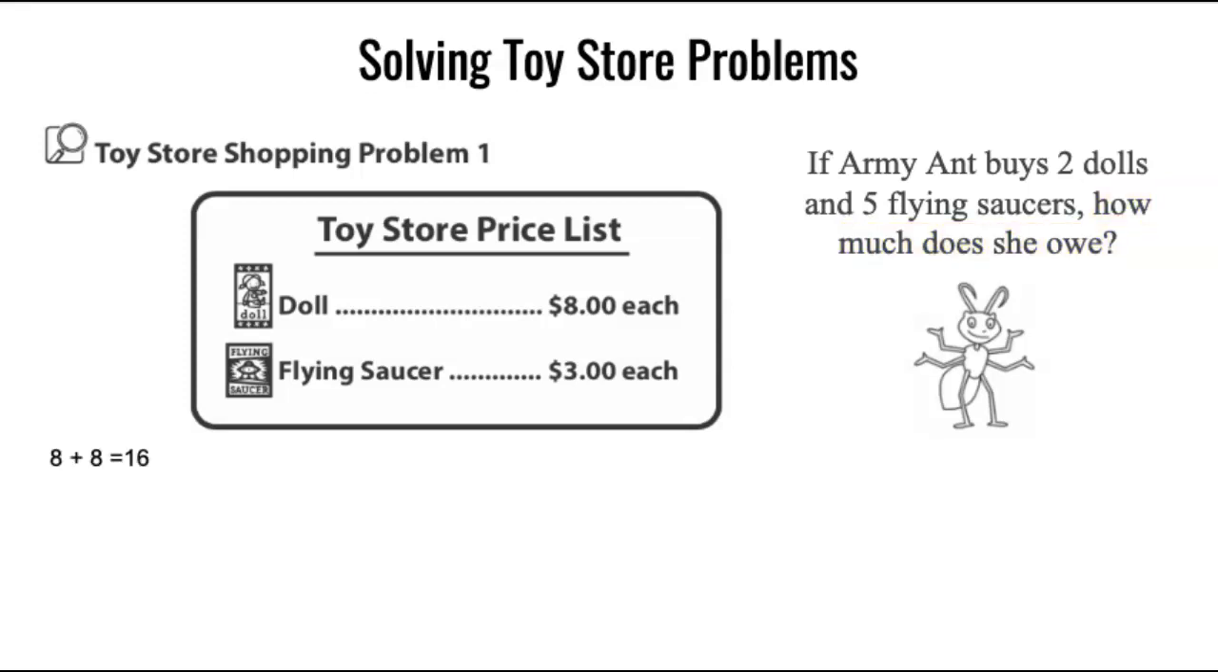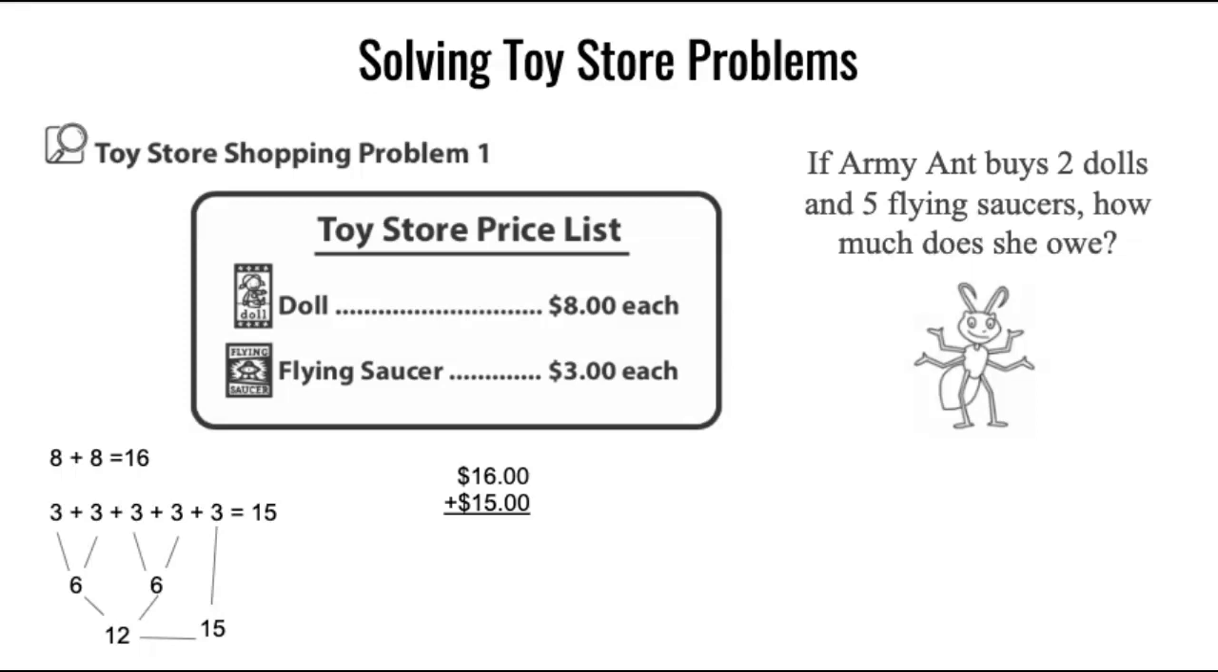You might know right away that when you double 8, you get 16. You might just know that because we know our doubles pretty well. Then you need to add 3 five times to find out how much 5 flying saucers will cost. We know 3 plus 3 is a double to make 6. And we see another double to make 6. And 6 plus 6 is a double to make 12. And then we can add 3 more onto 12 to get 15.